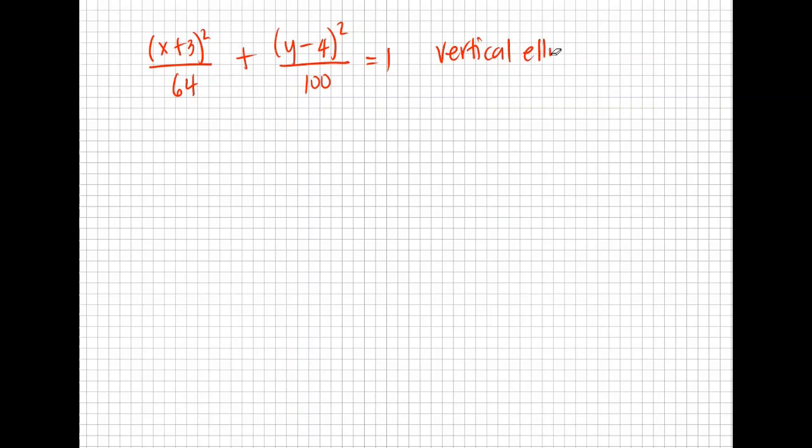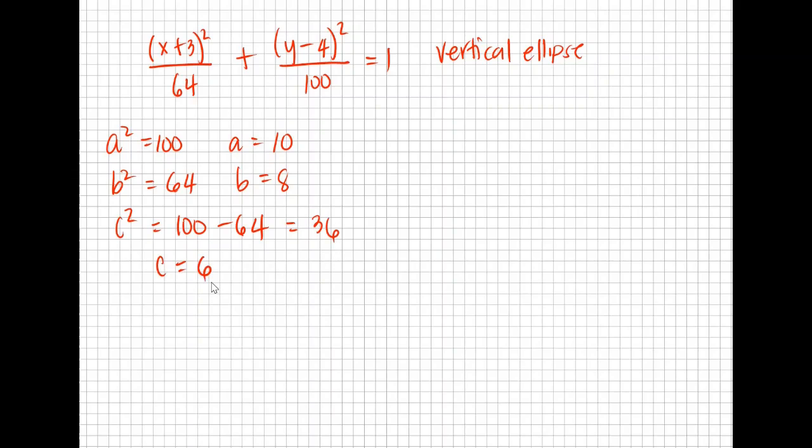So from the previous example, we have x plus 3 squared over 64 plus y minus 4 squared over 100 equal to 1. And we have a vertical ellipse. So from this, we have a squared equal to 100, always the bigger of the two. And a here is equal to 10, b squared is equal to 64, and b is equal to 8. So c squared is equal to 100 minus 64 equal to 36, and c is equal to 6.